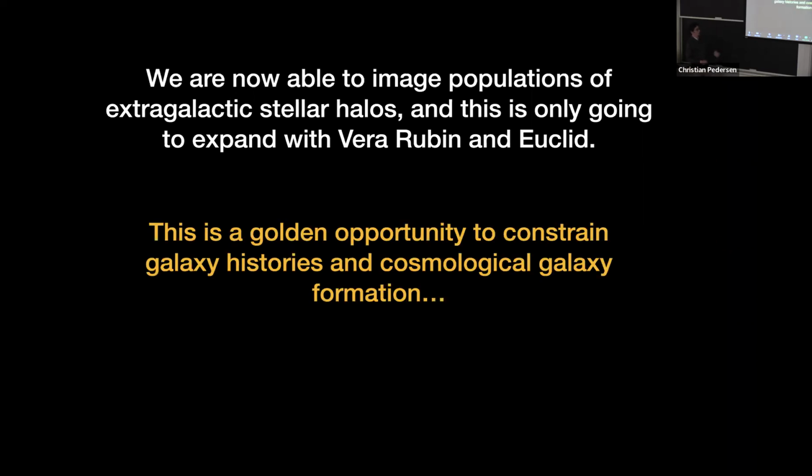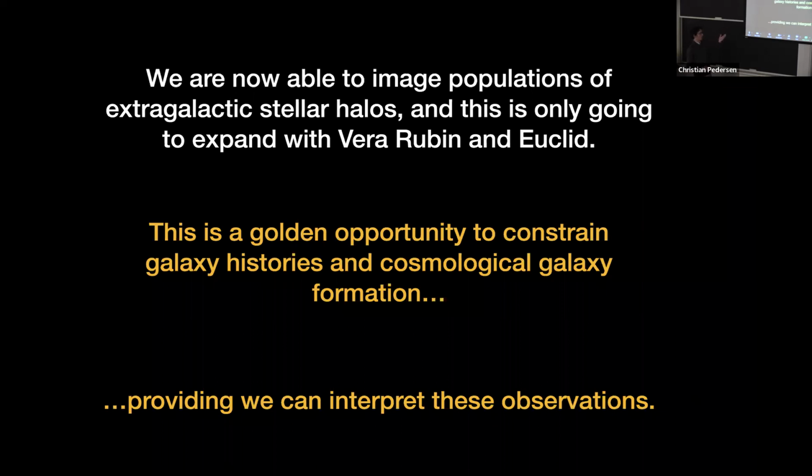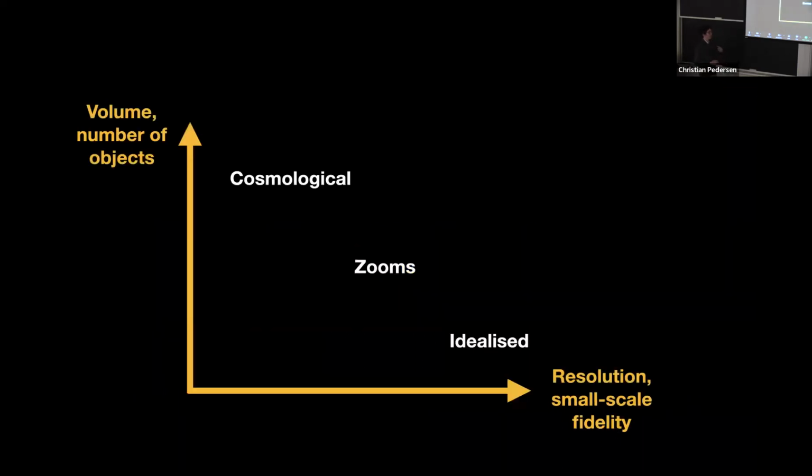Okay, so this puts us at a great opportunity to both constrain the histories of these galaxies through the amount of mass that they have in the halos and potentially the streams and shells that they might exhibit, and constrain our models of galaxy formation, providing we can interpret these observations. And again, this is not meant as a negative comment. It's really a testament of how difficult the problem is.